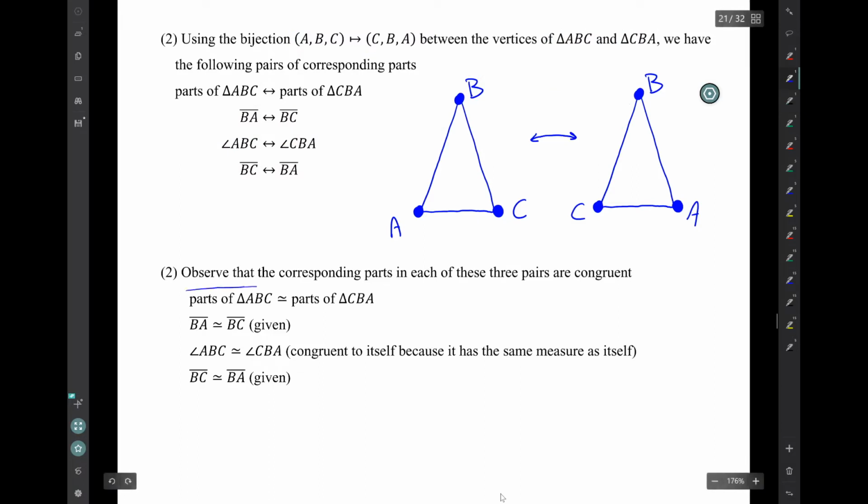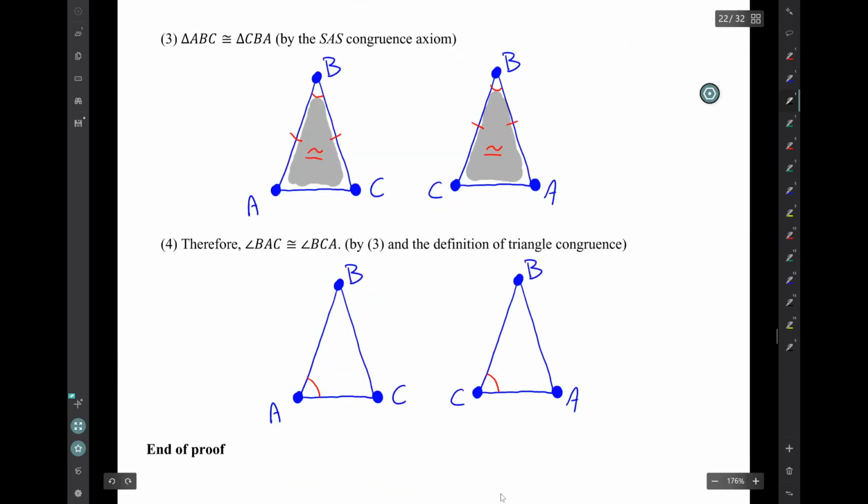Now observe that the corresponding parts in each of these three pairs are congruent. That is, we have parts of triangle ABC congruent to parts of triangle CBA. We were given that BA is congruent to BC. We know that angle ABC is congruent to CBA because it's congruent to itself, because it has the same measure as itself. And we know that side BC is congruent to side BA. Therefore, we can say that triangle ABC is congruent to triangle CBA using this symbol that indicates that those things are congruent using that particular correspondence.